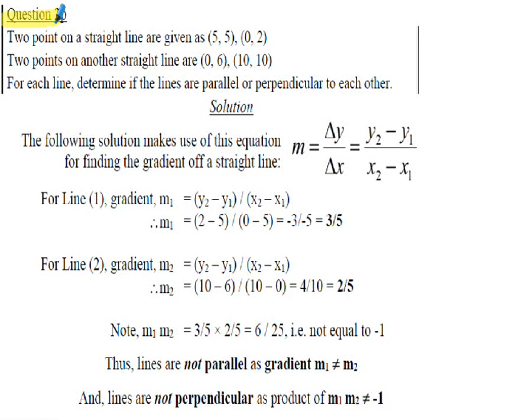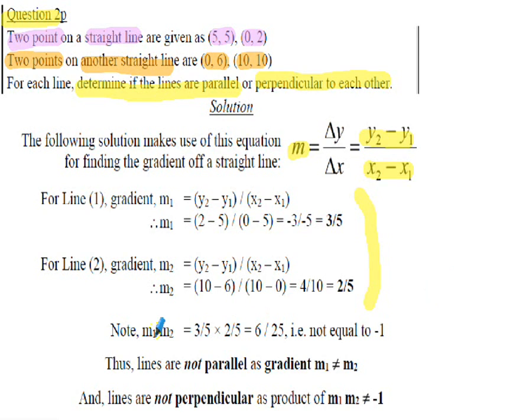Question 2p, we're given 2 points on a straight line given by 5, 5 and 0, 2, and 2 points on another straight line given by 0, 6 and 10, 10. We're again asked to find if the lines are parallel or perpendicular to each other. So in the solution, again we'll make use of the equation m is equal to y2 minus y1 over x2 minus x1. I'll let you extract the information from the question and determine the various gradients.